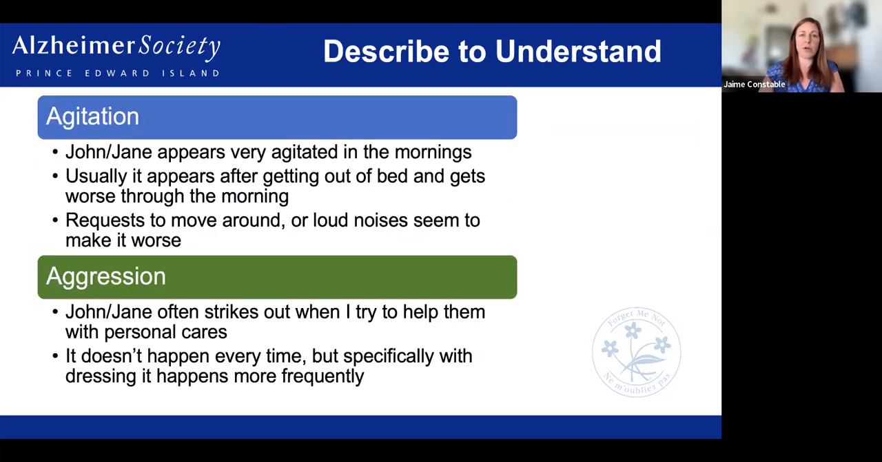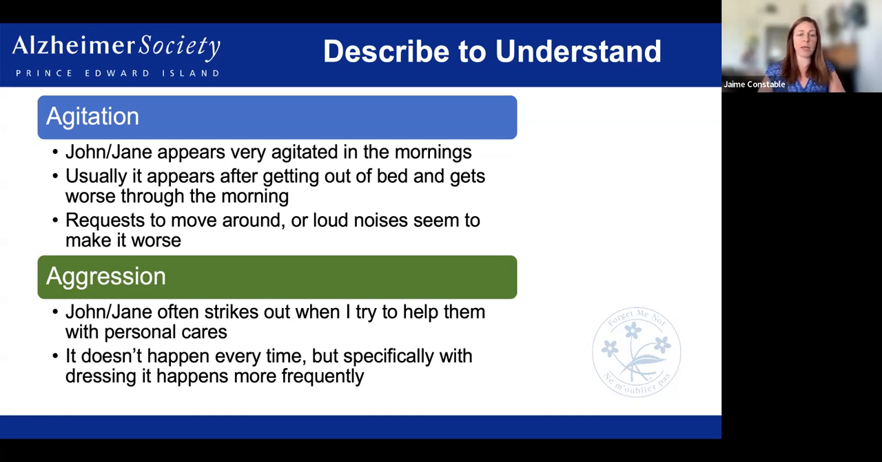When you're describing the behavior, once again, be very specific. So as an example, agitation: John or Jane appears very agitated in the morning. Usually it appears after getting out of bed, and it gets worse through the morning. Requests for them to get up and move around or loud noises seem to make it worse. In that case, I might look at, what's happening in the morning. Are they in pain? Have they had their pain medication if they take it? Do things get better or worse? Are they hungry? Are there other types of discomfort? Maybe they like quiet time in the morning and they always did. They just want to have a coffee and read the paper like they always did through life.